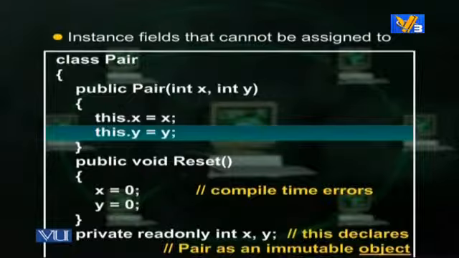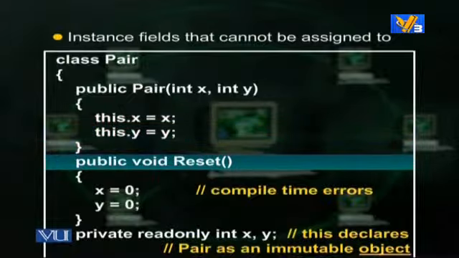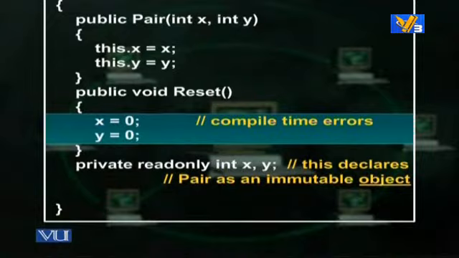And we have this public void Reset, and in this particular case we say x is equal to 0 and y is equal to 0.